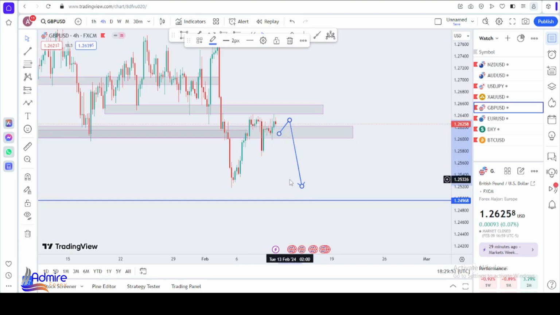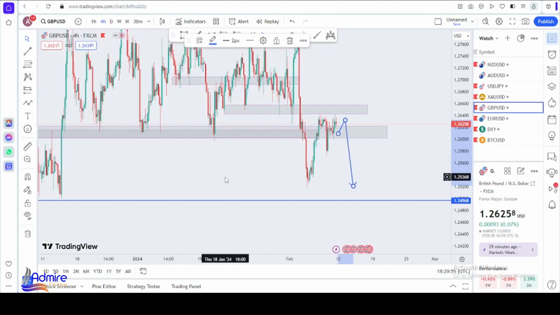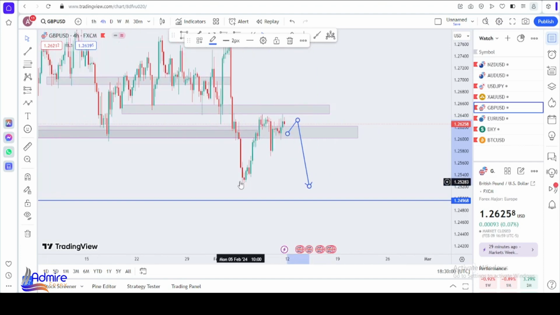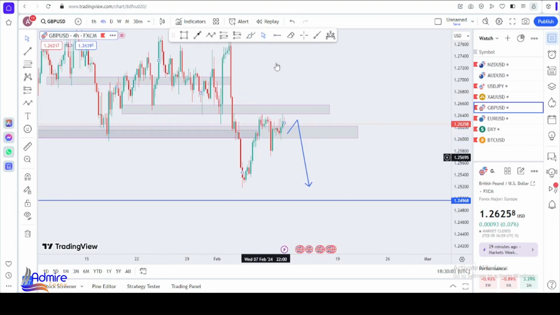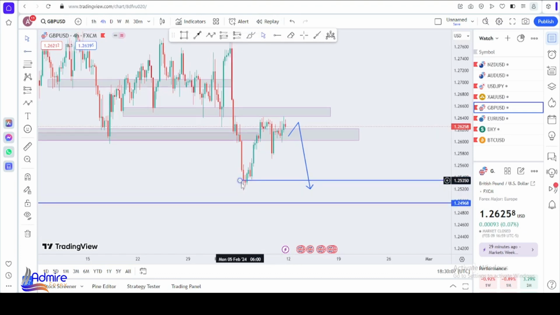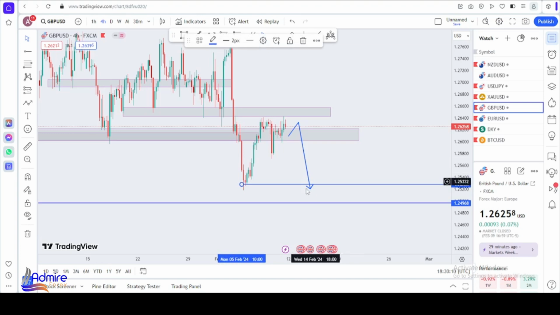Hopefully CPI is going to make that possible for us. So let's look at our first level. Our first level should be the support area. Okay, you could target the support area first. Let me bring a line and place it there, to target the support area first for price to get there before we look for the next level.